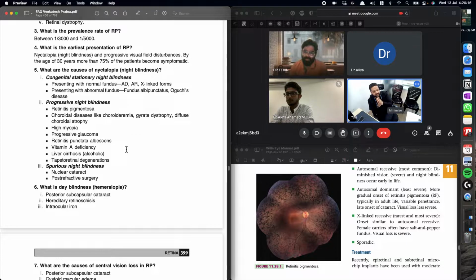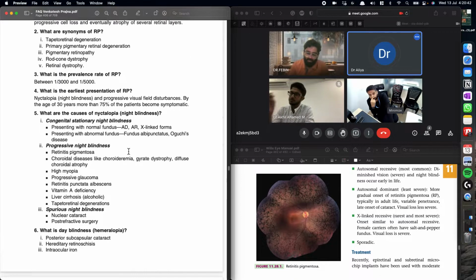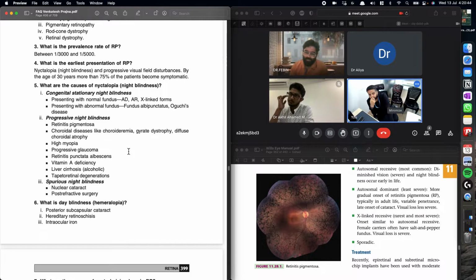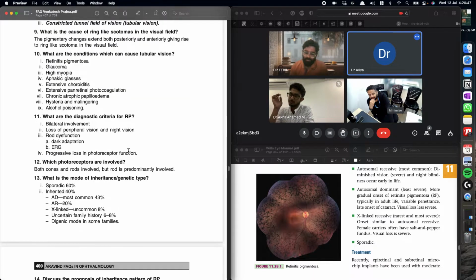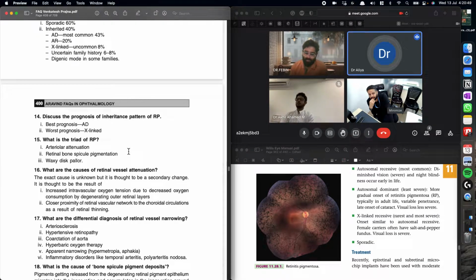Retinitis pigmentosa. If I would have asked you this question, maybe you can give me 3 diseases. Can you give me the ocular associations of retinitis pigmentosa? Does anything happen in the lens? Does anything happen in the angle? Does anything happen anywhere else? Yes, Alia, what did you say? Cataract, like lens cataract will be there, sir.